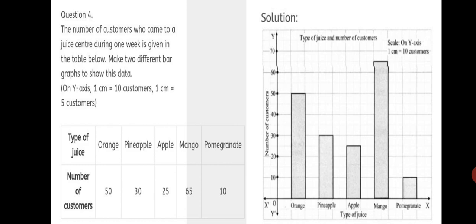Now we are going to use the same table to draw a graph with a scale on the y-axis where 1 centimeter is equal to 5 customers. That means now our graph will be bigger in size, because now we are taking 5 for one box, whereas it was 10 earlier. So let's see.